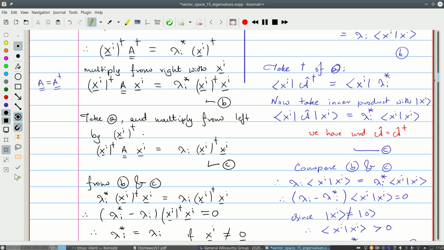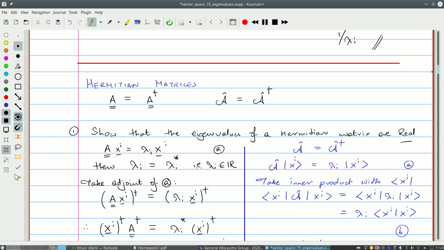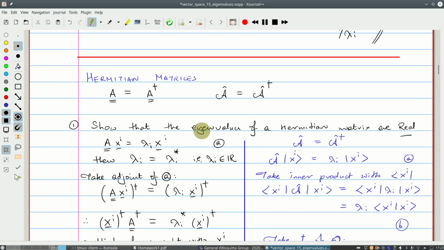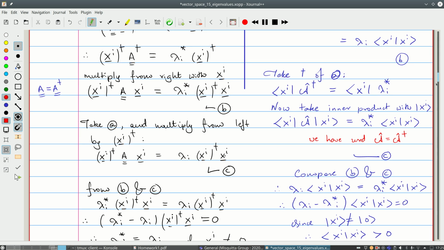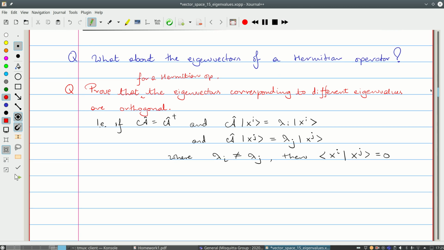We have proved, in a bit of an untidy proof here, that the eigenvalues of a Hermitian matrix or Hermitian operator are real. Now what I want to show is something equally important, which requires that particular result.